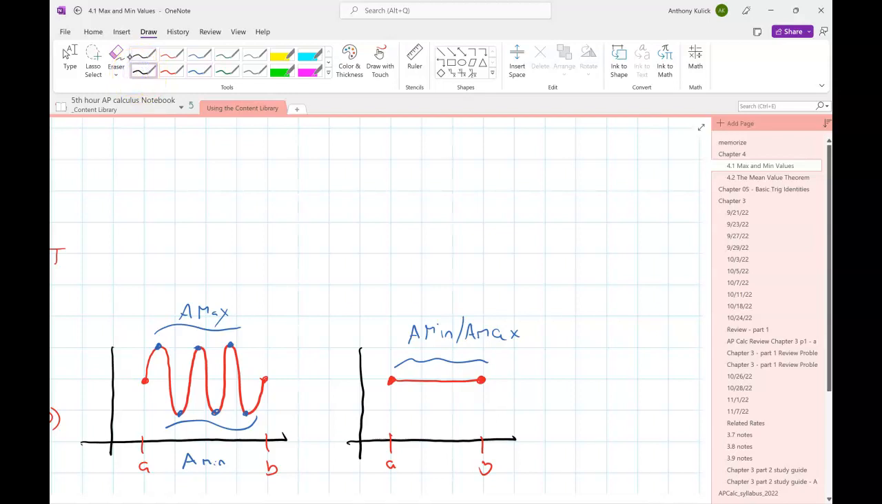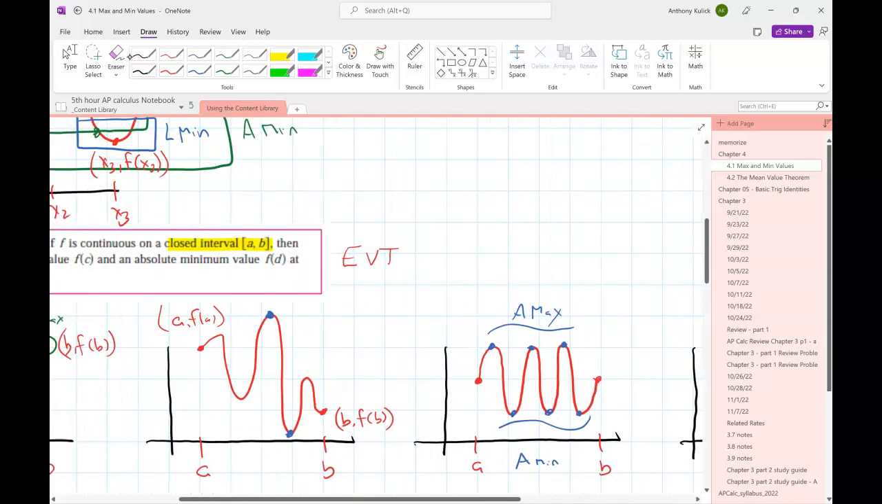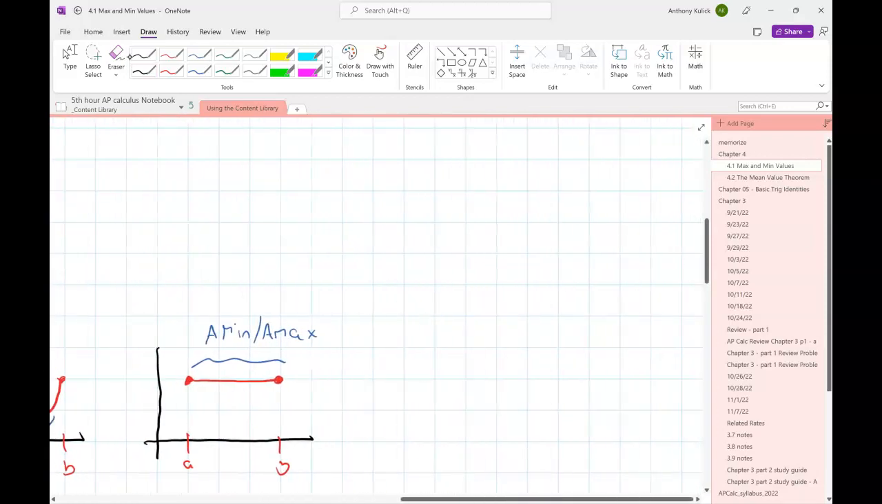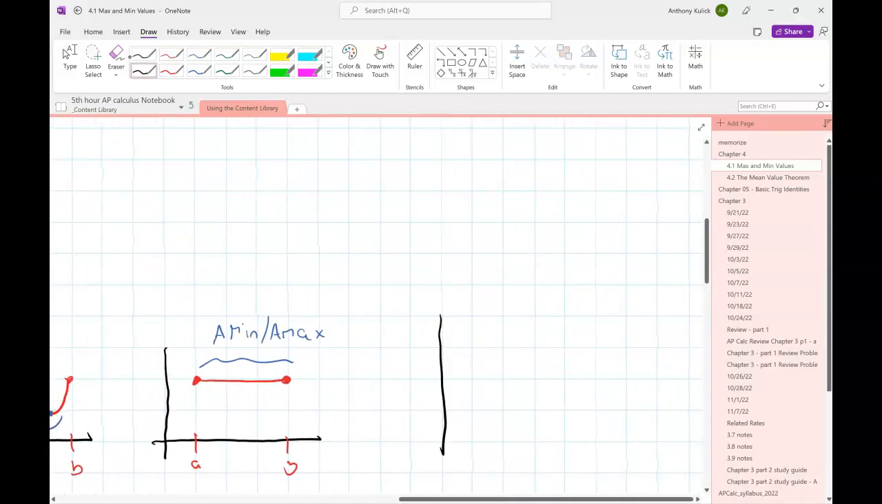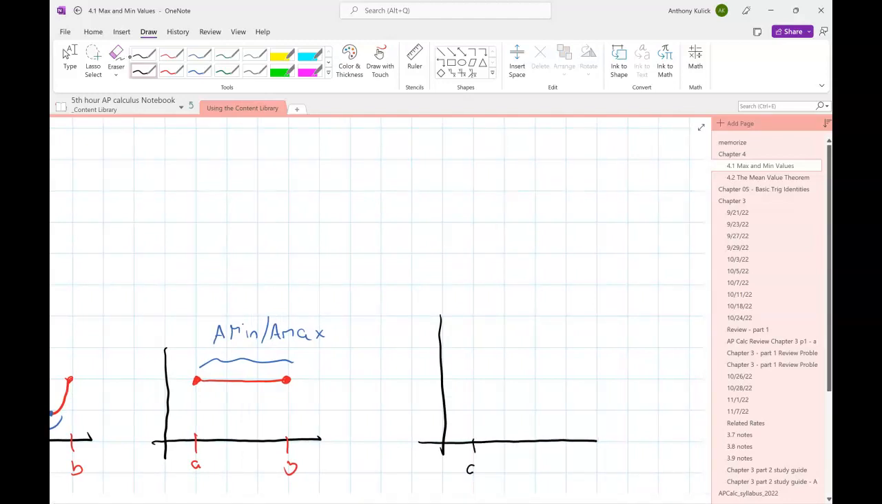So that's all it's really saying, is that if you have some closed interval and a continuous function on that interval, somewhere in there you've got to get at least one absolute minimum and at least one absolute maximum. And that's it. That's all it's really saying. Again, if you didn't have the continuity or you didn't have the closed interval, then you don't have to have maxes and mins.